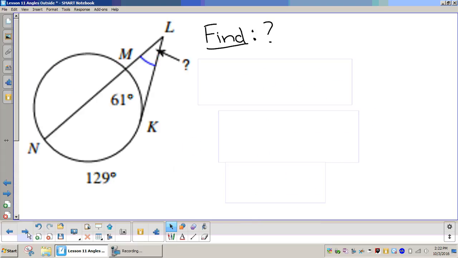So in this example, I have a tangent segment here, and I have a secant segment here. I want you to pause right now and find out how big the angle is. Find question mark.